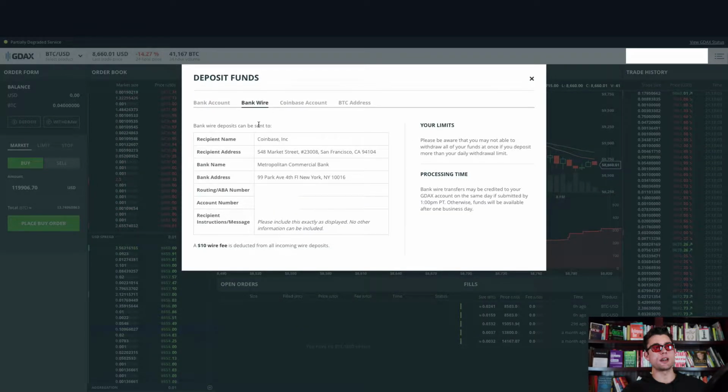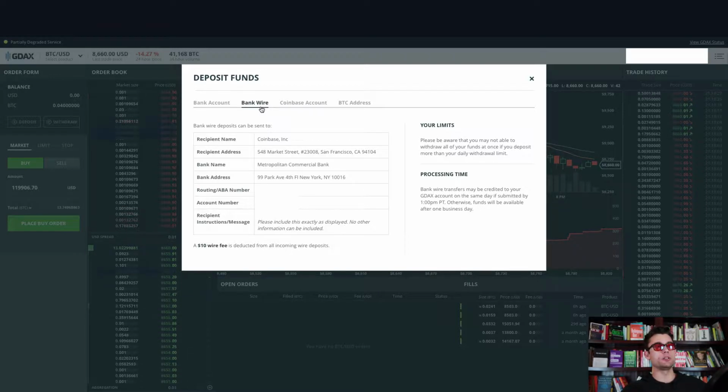Now, of course, I do not want to do a bank wire, because a bank wire, as you can see, right over here is a $10 wire fee just from GDAX/Coinbase, and then it's about another $20 or $25 from your bank. So you're going to be paying $30, $35 just to do a bank wire transfer. You do not want to do that.